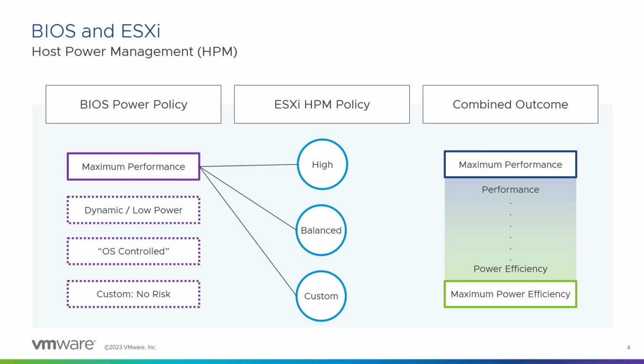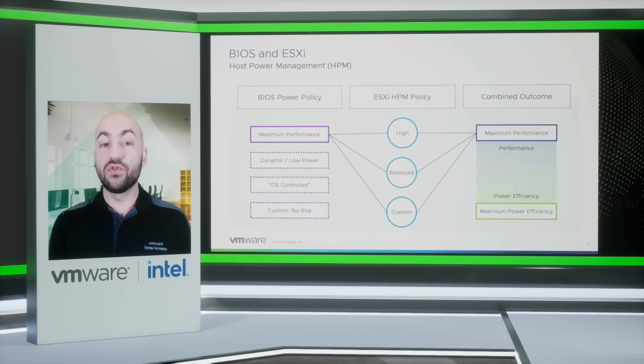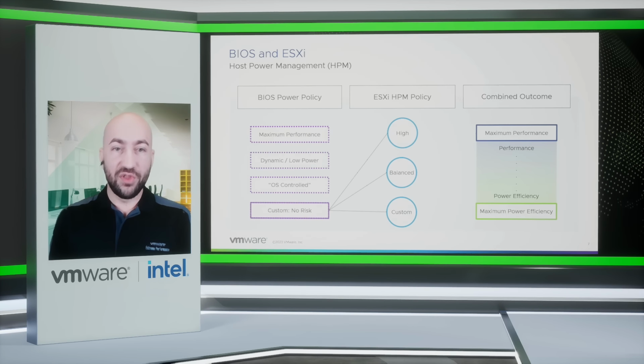But if you have maximum performance configured, which is what we recommend in most of our best practices, no matter what you do at the ESXi level, your outcome will be maximum performance or low latency, low jitter, whatever those defaults are. We don't override these, we demark at that level. Now, I'm going to skip some of the other ones. Spoiler alert, they're not optimal.